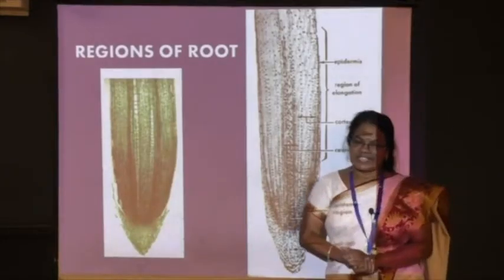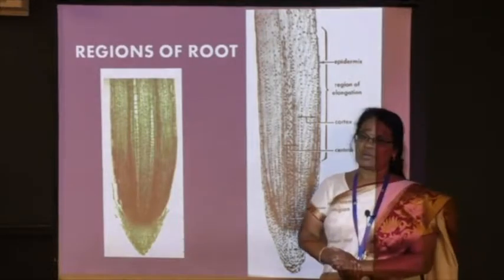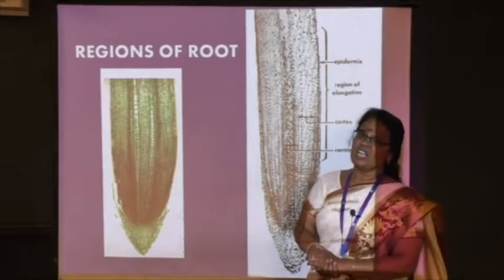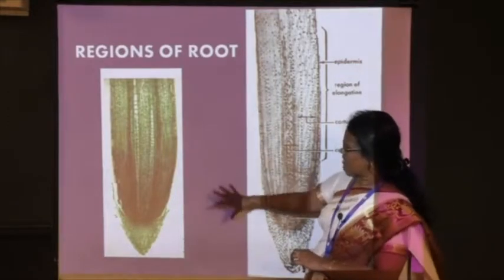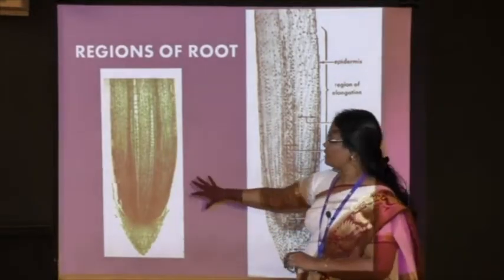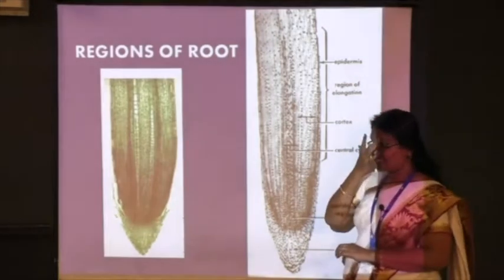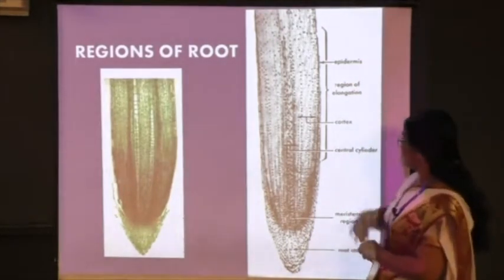Next, we are going to study the internal structure of a root. That is how the root performs the function of fixation and absorption. Actually this is the internal structure of a root. Both of these are roots. This root is further classified, that is, the internal structure of the root is further classified into some zones.